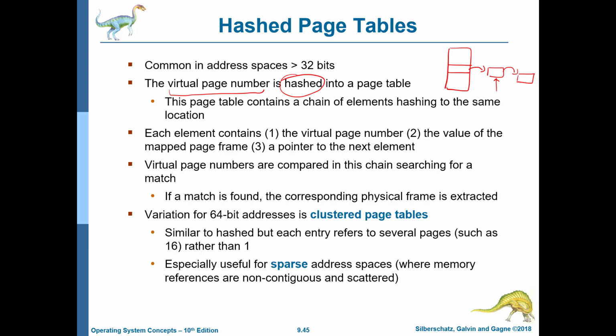And of course, we traverse this list. If a match is found, we return it. Otherwise, we report the fact that there is no match in the page table. For 64-bit addresses, we can use clustered page tables. It's similar to hashed, but each entry would then refer to several pages, such as 16 pages instead of 1.